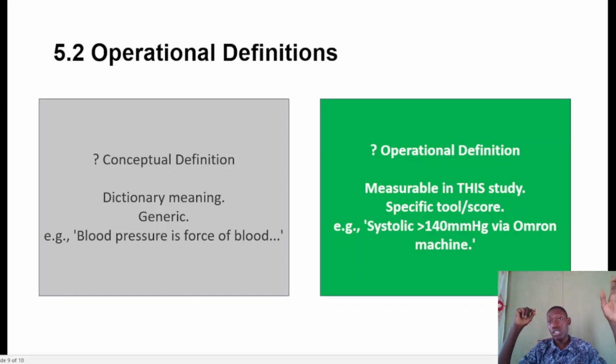Again, conceptual definition or ordinary definition of terms is dictionary meaning. Operational definition of terms is just your definition according to your research work. The definition according to how you use that term in your research work.